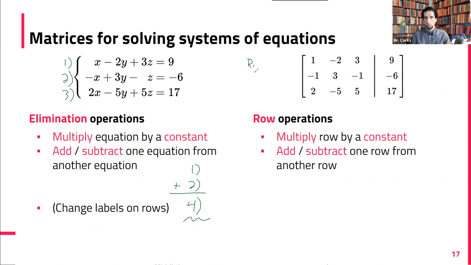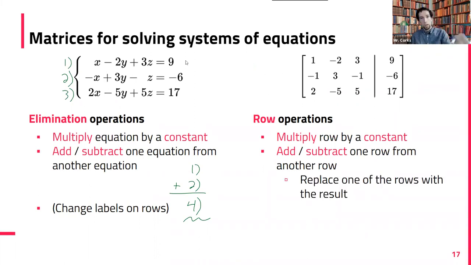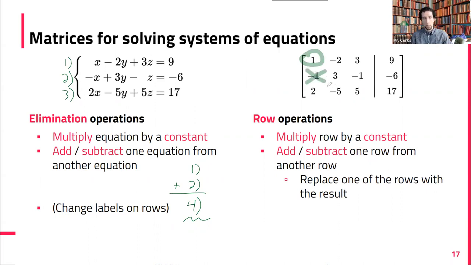The first row stays the same and the second row changes. So we replace one of the rows with the new thing. We would take row 1, add it to row 2, and if row 1 has a nice 1 coefficient there, we want to get rid of this x here. So we replace row 2 and make a new row 2 with the result of our operation. So that's the one kind of difference here.